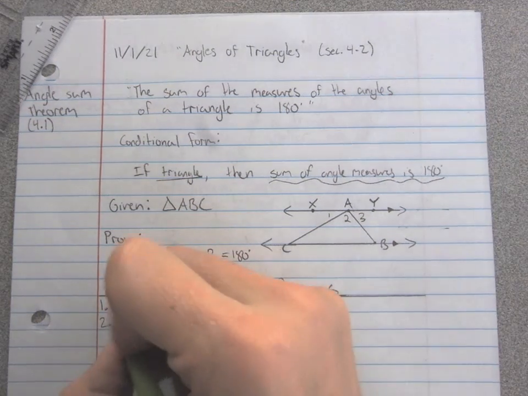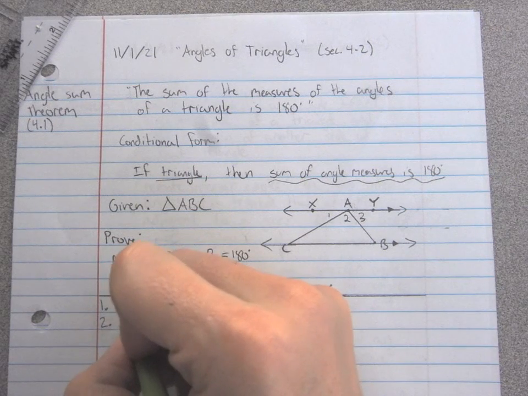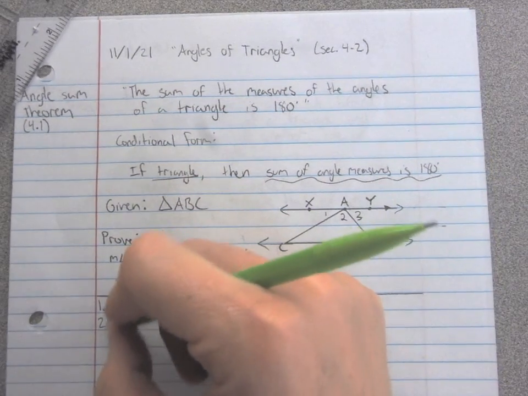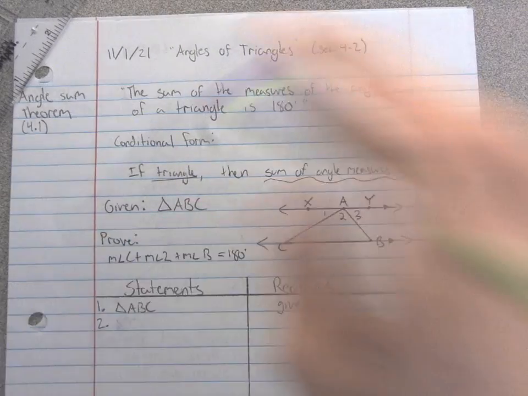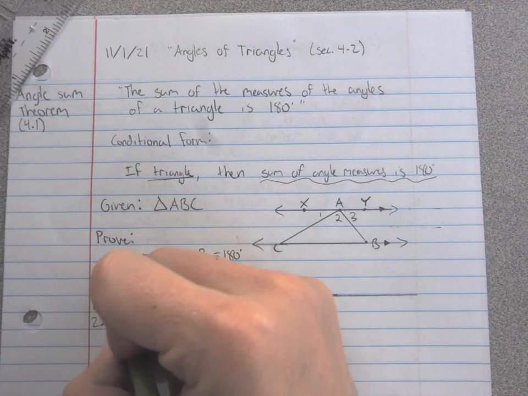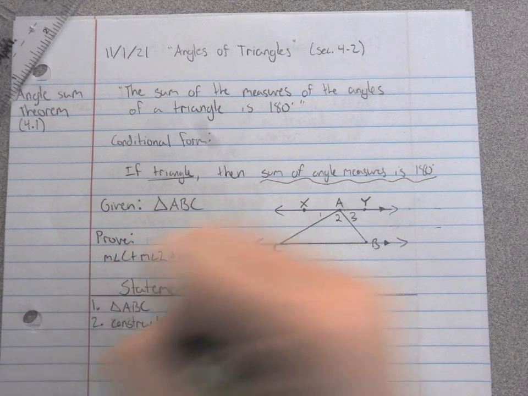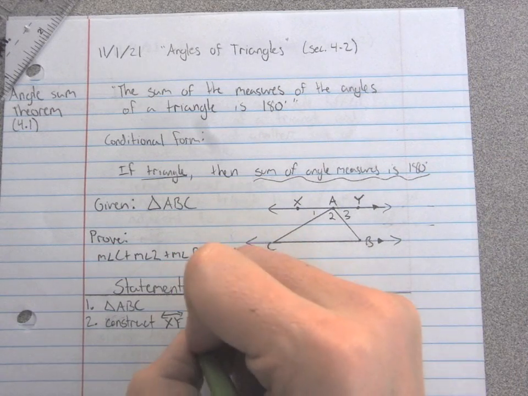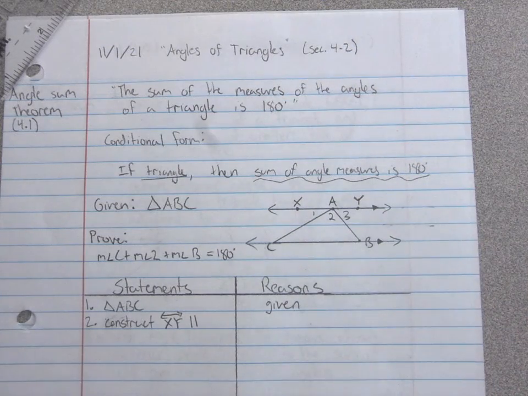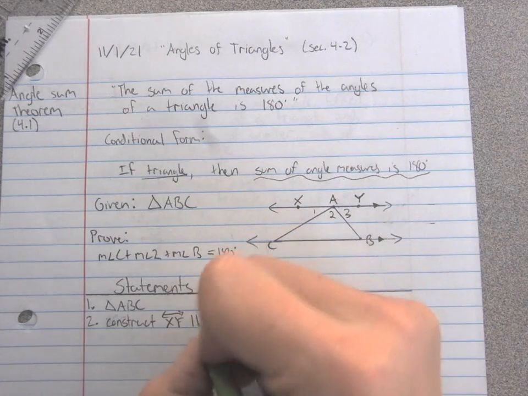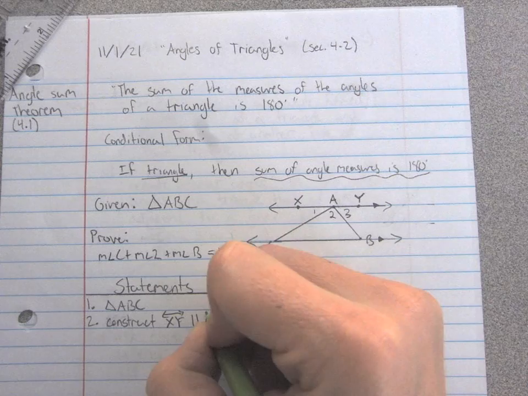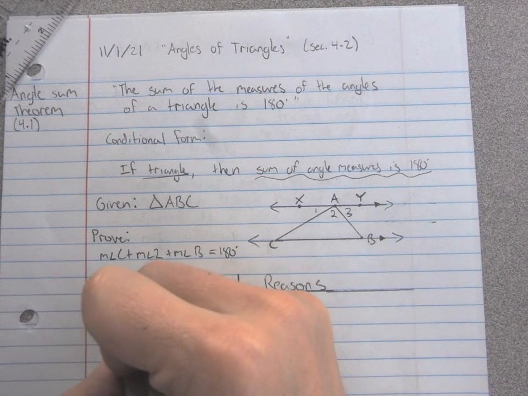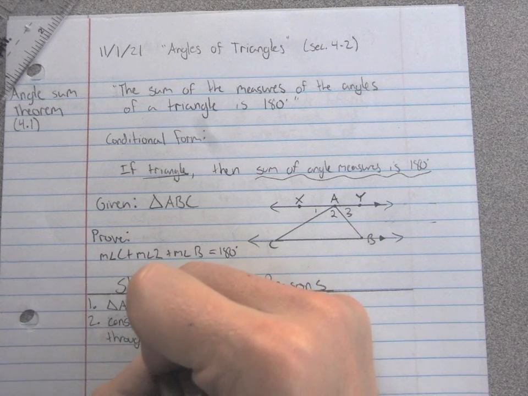All right. So how we're going to do this is we're going to construct line XY in such a way that it's parallel to line CB, or you can say segment CB, since that was the part of the triangle we were dealing with, right? So segment CB, and also, in addition to all that, it needs to go through point A.